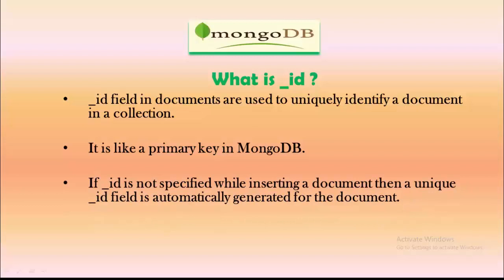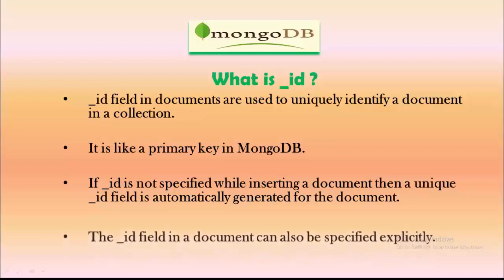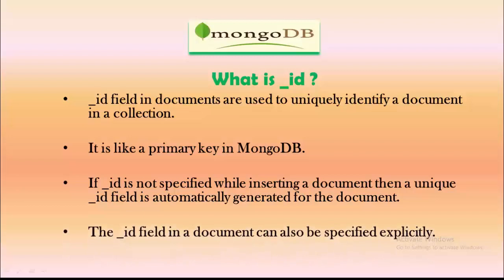If underscore ID is not specified while inserting a document, then a unique underscore ID field is automatically generated for the document. You might have noticed that when we were performing insertion by using the insert methods, we were not specifying the underscore ID field, but still, when we were showing the documents, it was showing the underscore ID field. We can also give this underscore ID field explicitly within a document. So let's try to understand it now.